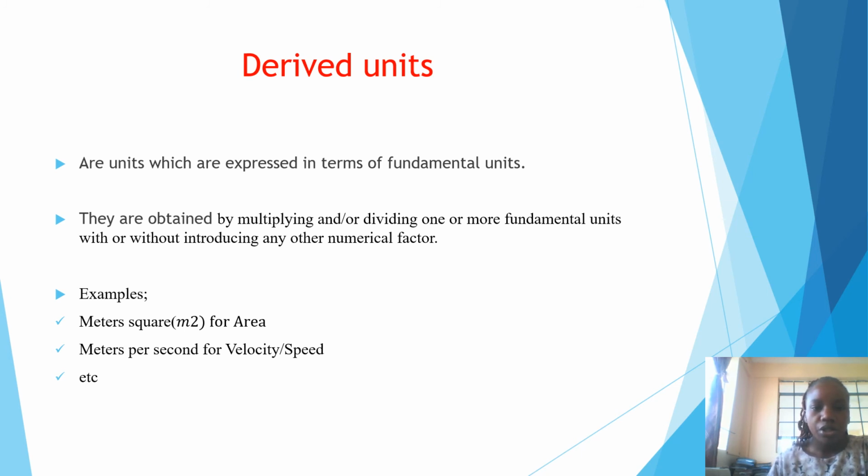So these are units which are expressed in terms of fundamental units, meaning that they are obtained by multiplying and or dividing one or more fundamental units with or without introducing any other numerical factor. Examples of derived units: if you multiply meters by meters, you will get square meters, which is the unit for area. If you divide meters per second, then you will get the unit for velocity or speed, and other examples.